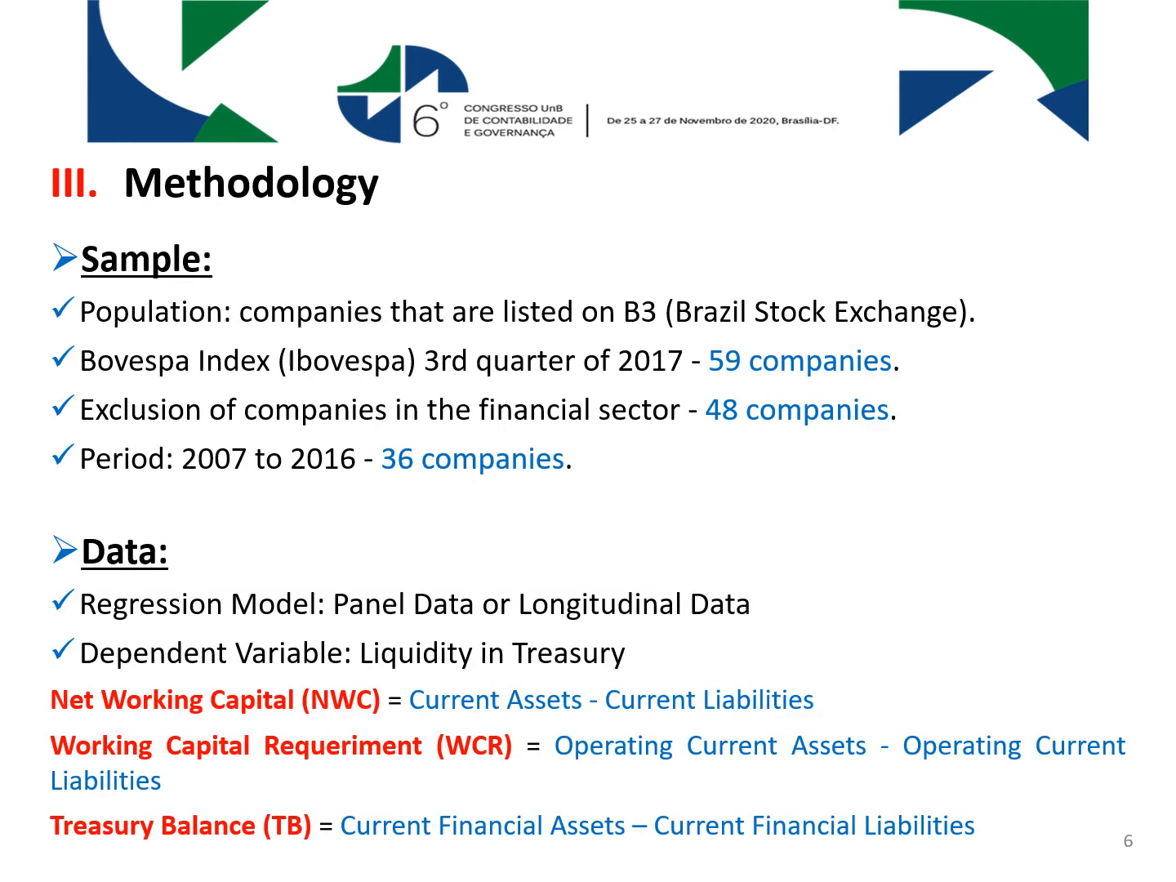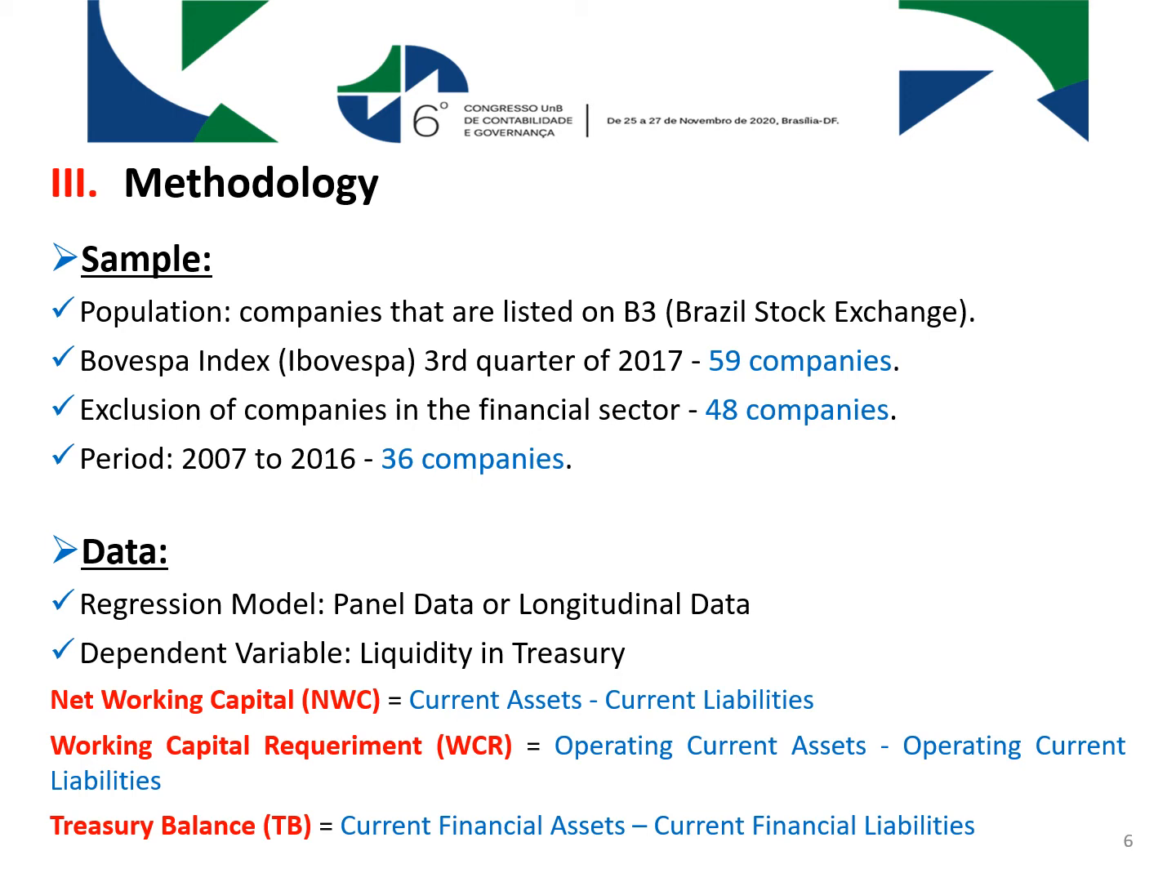The methodology of this paper. The population is the companies listed in the B3, the Brazilian Stock Exchange, but the population used two selections. First, I use the Ibovespa index, 59 companies. Excluding companies in the financial sector, you now have 48 companies. And the last, about the period 2007 to 2016, 36 companies is the final sample.